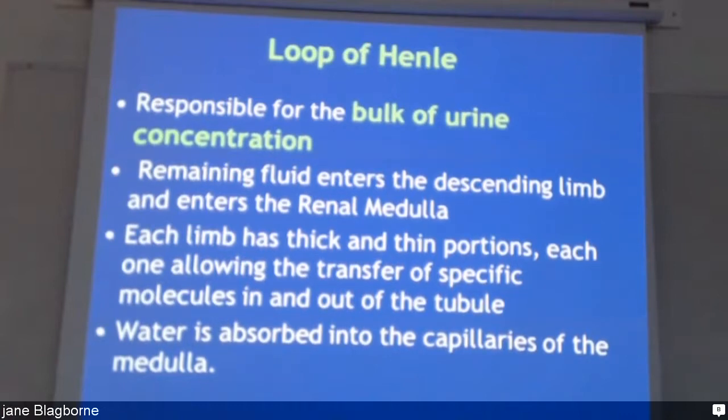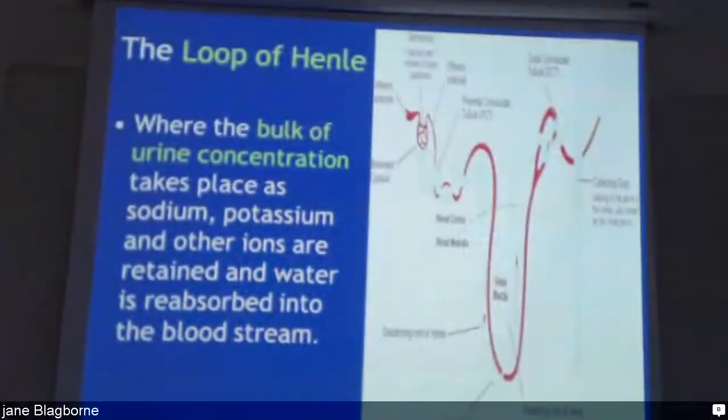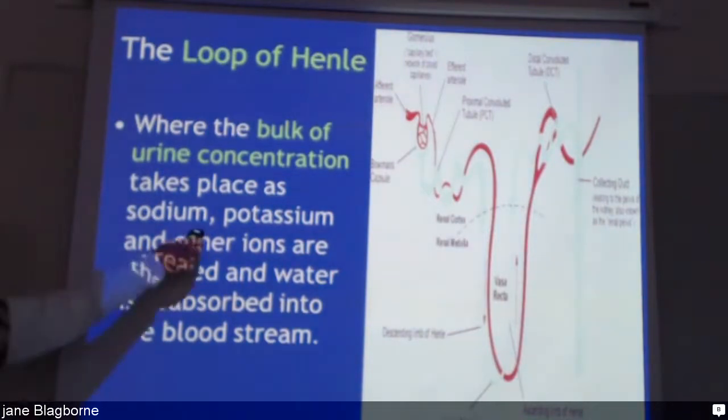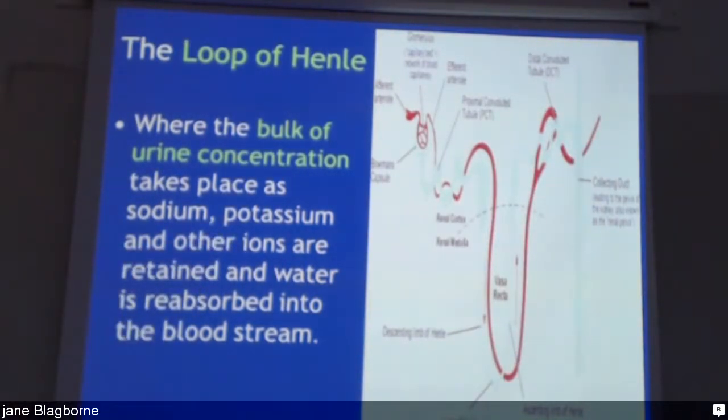So the remaining fluid enters the descending limb, enters the renal medulla. Each limb has thick and thin portions, allowing transfer of molecules. And the water is absorbed into the capillaries of the medulla. And we just have a picture again of the loop of Henle, but we've seen that lots. So it is responsible for sodium, potassium, and other ions, which is very important. When you start giving medication which affects the loop of Henle, it affects the loss of potassium. So you have to have potassium-sparing diuretics. And if you don't have those, then you have to make sure you supplement the patient's diet or give them supplemental potassium tablets.